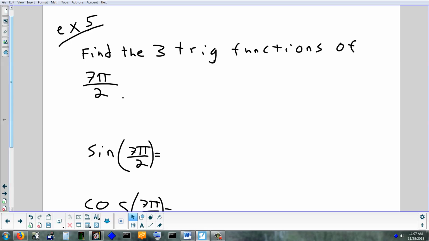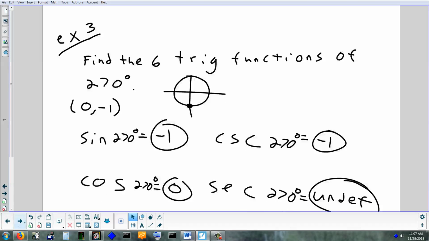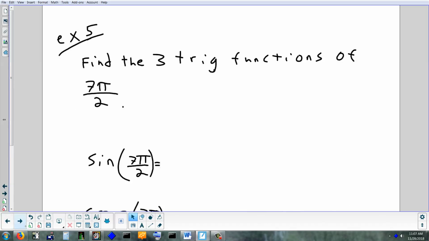All right. What is that 7 pi over 2? Like, it looks different to me than all the other ones we've done. Oh, it's radians, not degrees. Yeah, it's radians. So maybe we change it to degrees. That might make it easier. Well, does anybody remember what pi over 2 is? That's a common one. 90. So it's 90 times 7. So that's a quick way to change it to degrees.